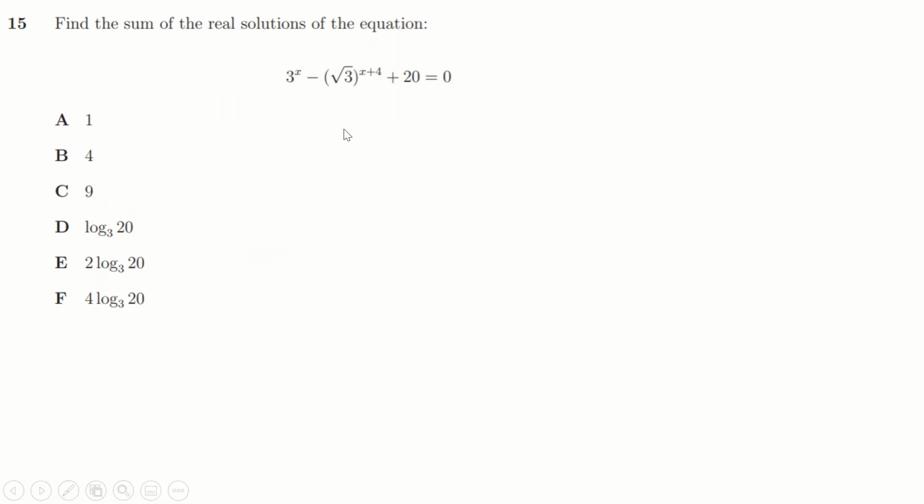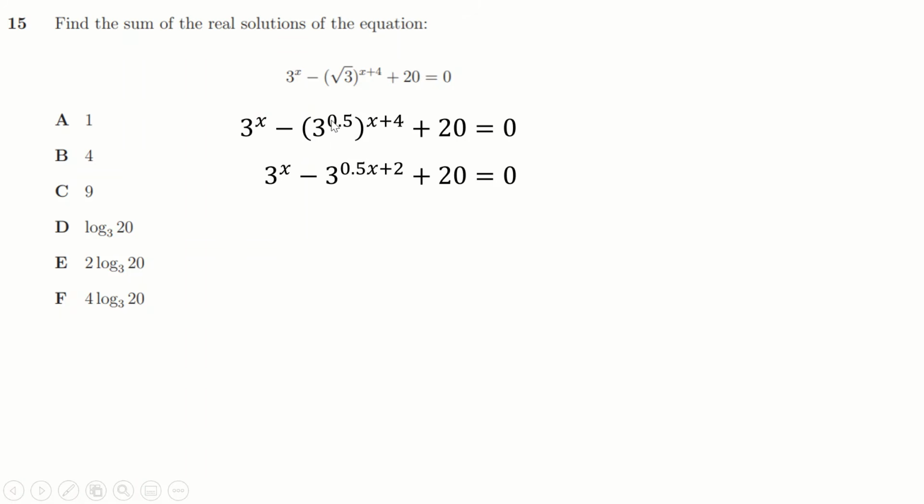Okay, question number 15, just a quadratic substitution that we're going to have to make here. Let's sort this out a little bit first. I'm going to halve these two numbers here, because that's what you do when you multiply out brackets.